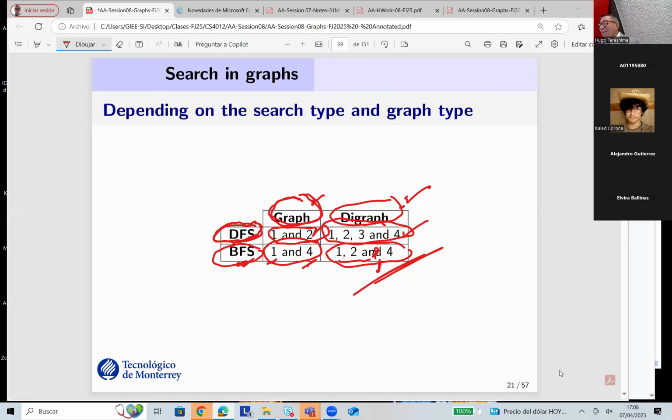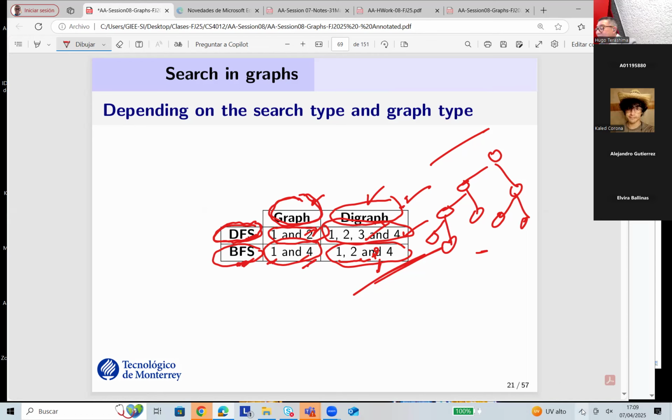Right? You see, depending on the graph or diagram or the kind of search that you use, DFS or BFS, you're going to find a search tree somehow, right? And then this tree is going to have these kinds of edges, right? So you try, for example, DFS first in a diagram, and then you will find all the possible edges.